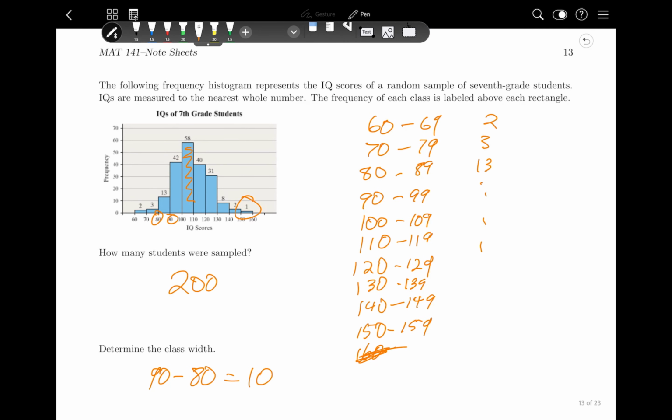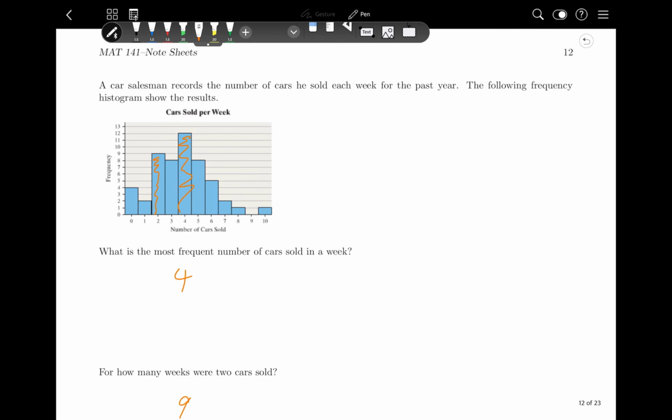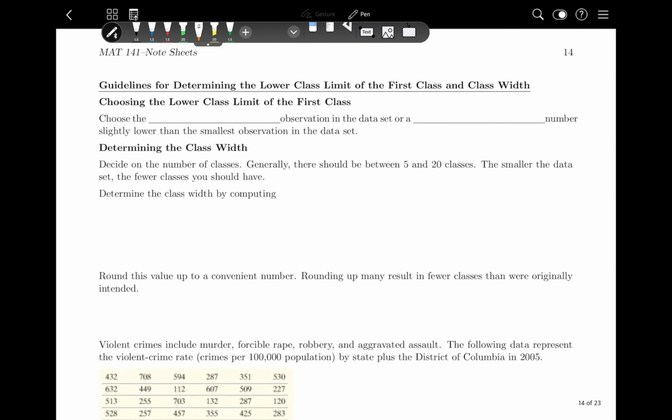So now what we want to talk about is, what if we wanted to make our own? Choosing the lower class limit of the first class and then determining the class width. Those are the first two things you have to do. If you have data sets with a lot of different values, you can't just do like you did in this one where they only had 10 possible answers, so each one of those was a class. You have to figure out what your classes are going to look like.